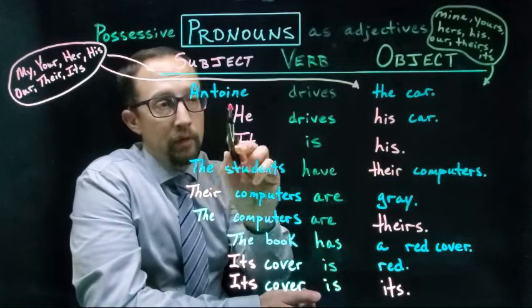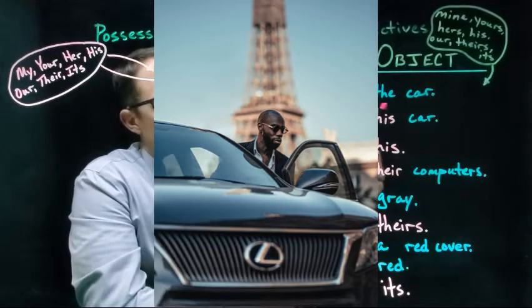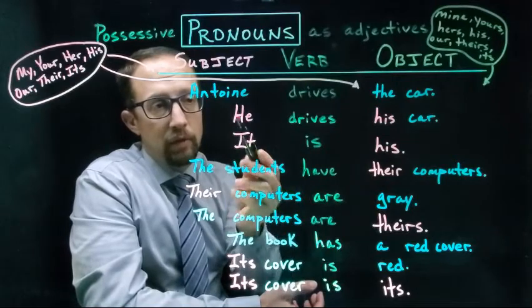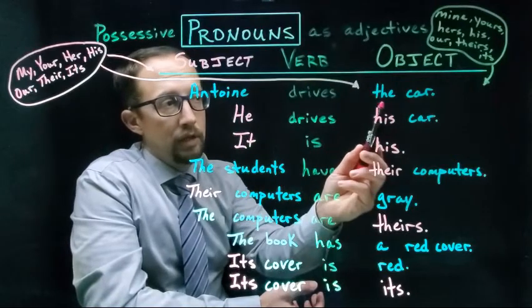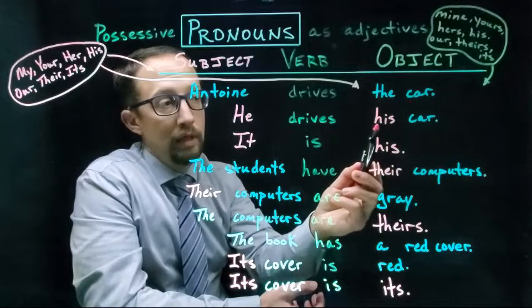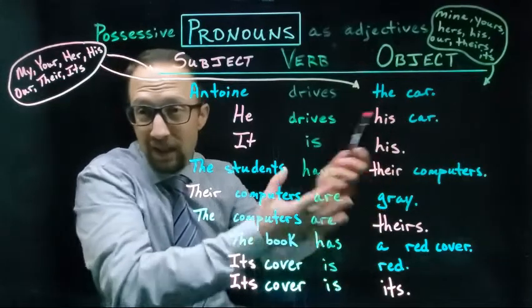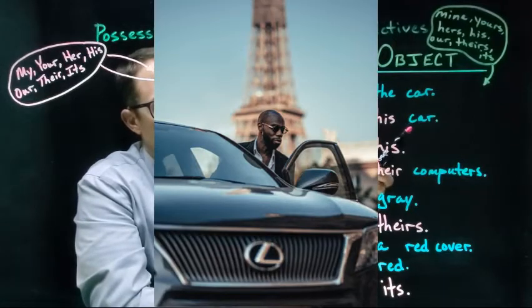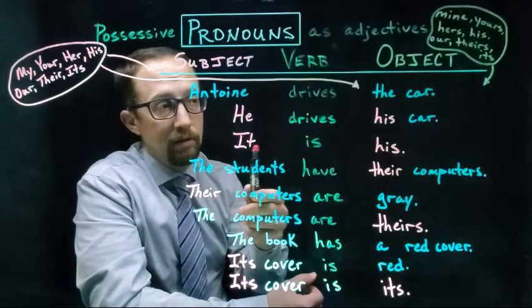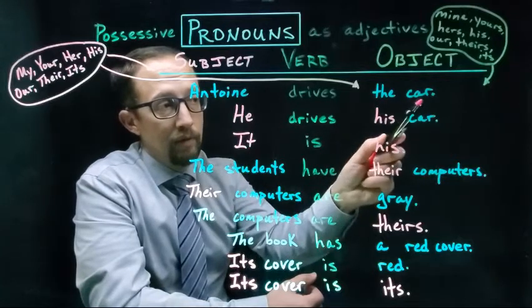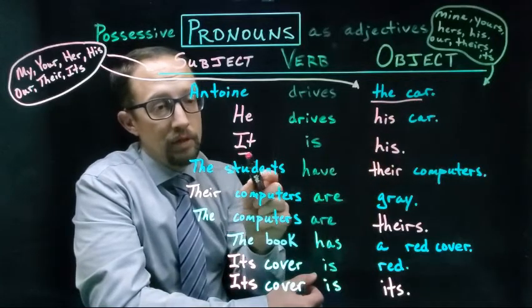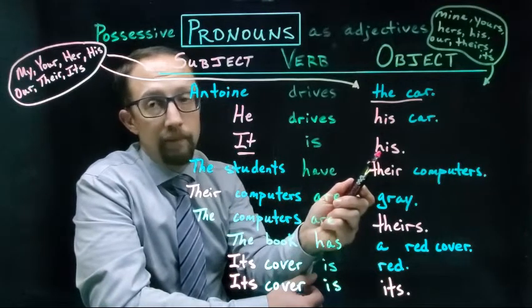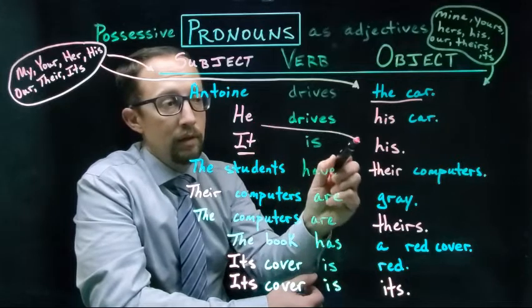So let's look at some examples. Remember, Antoine drives the car. It's a simple sentence. You can change Antoine to he. You can change the car to his car. He has the car. He drives his car. The car changes to it. It is his.